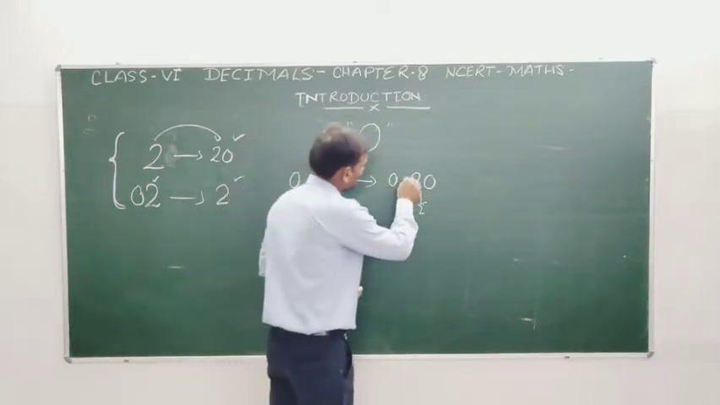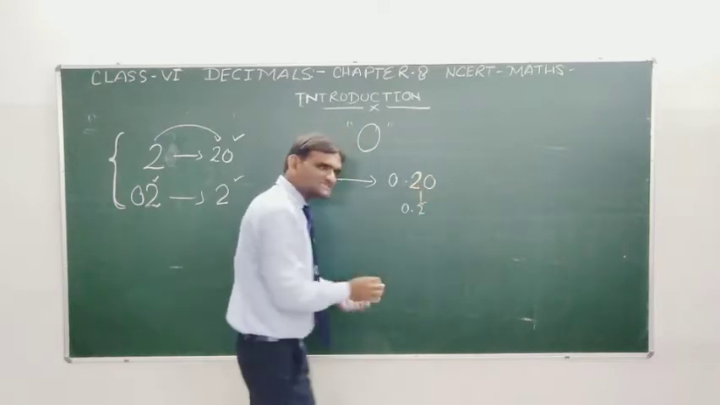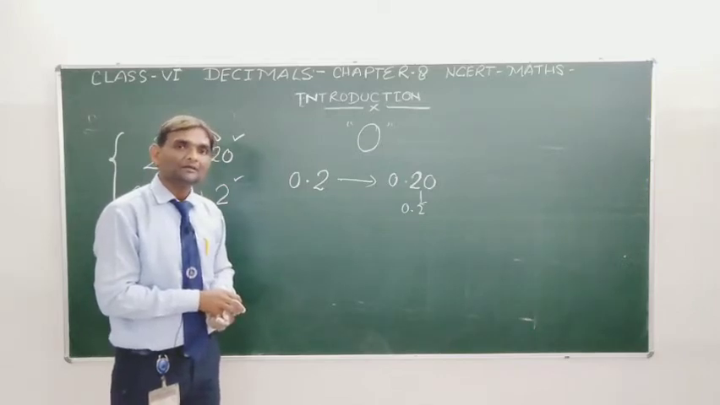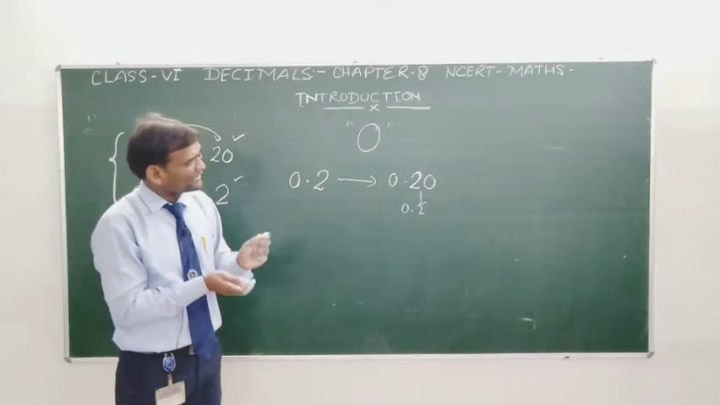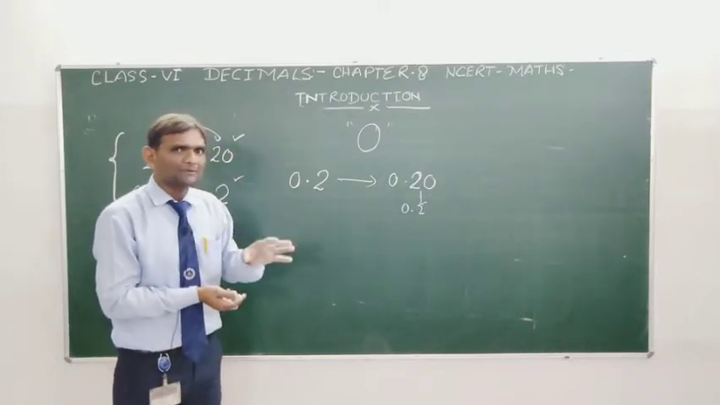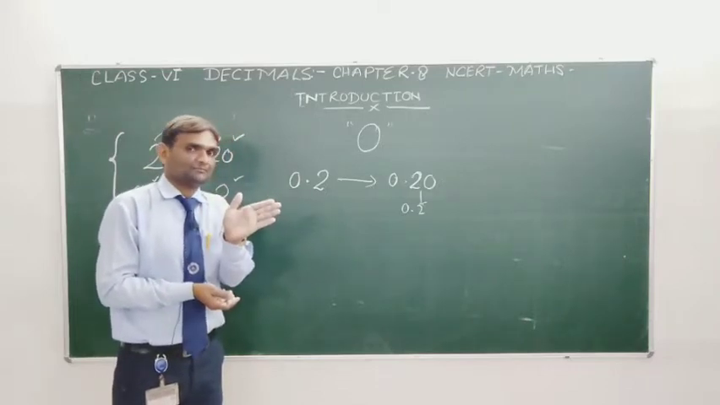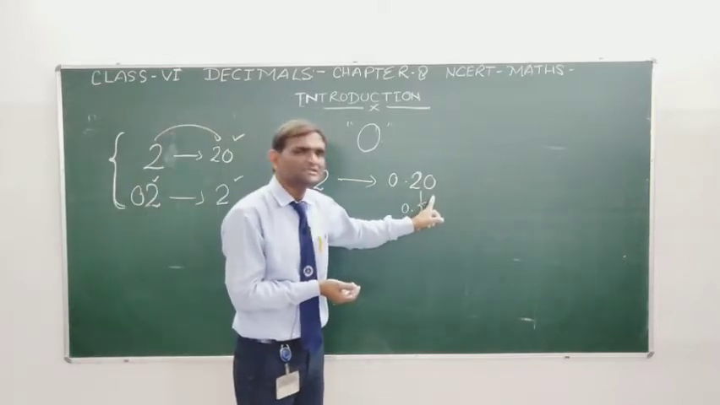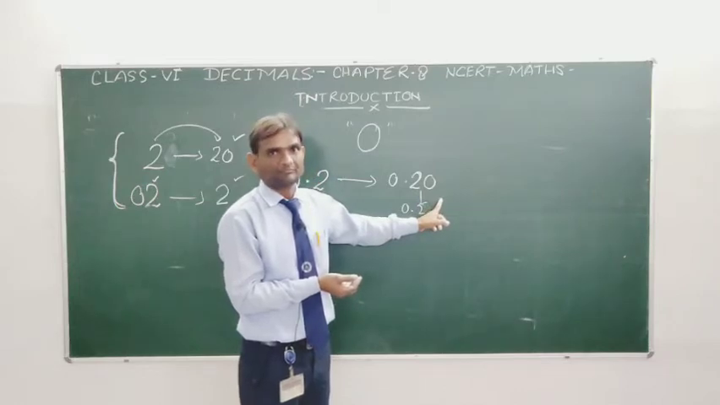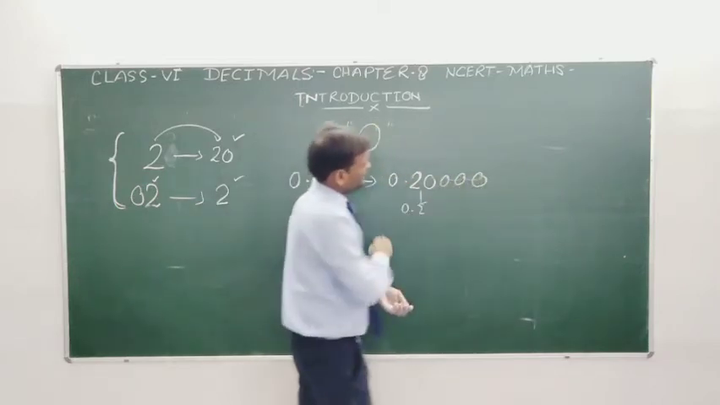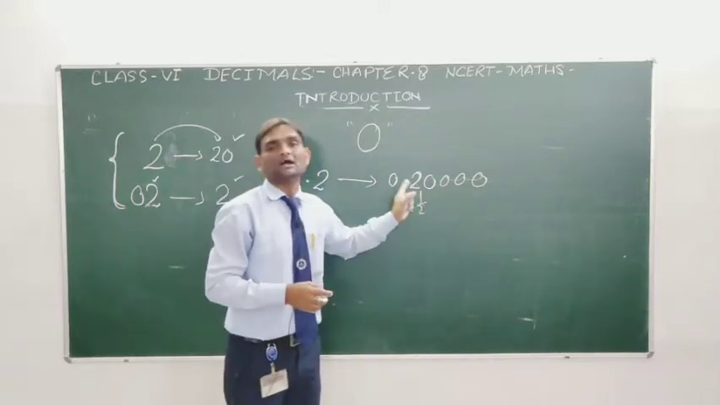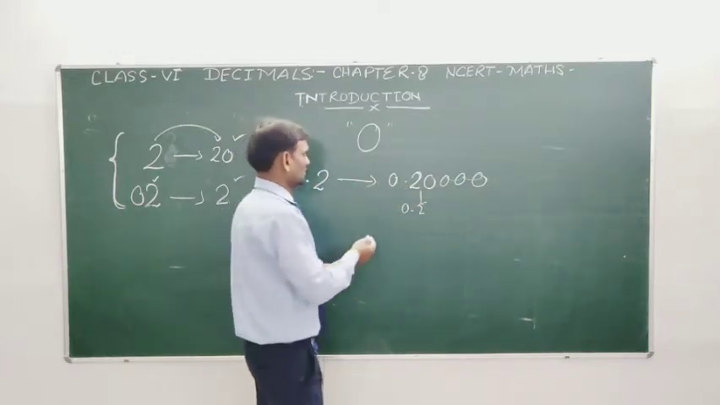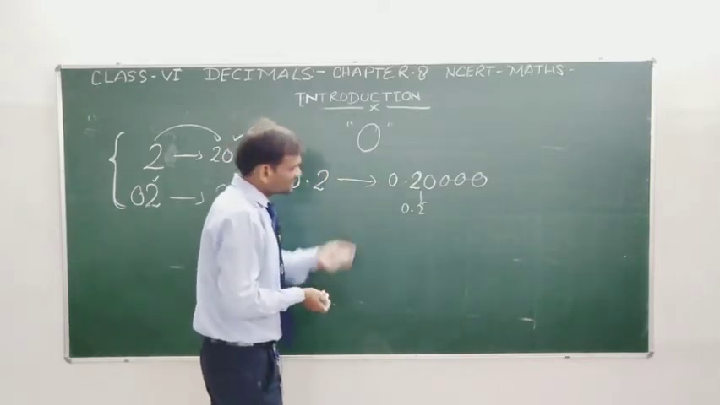It means if I write zero after any digit in the fractional part, its value does not change. In other words, you can say that in the fractional part, if at the last, on the right, we write as many zeros, the value will not be changed. Zero, zero, zero, as many as you like, the value will not be changed. The value is 0.2.